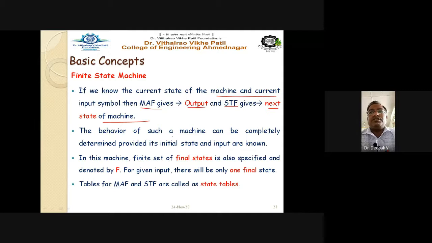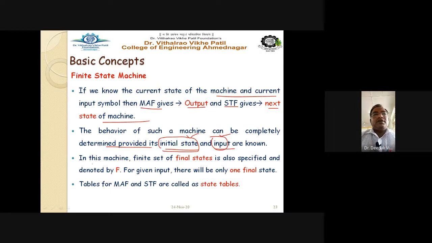The behavior of such a machine can be completely determined provided its initial state and input are known. Means you can easily determine how the machine works, provided the initial state, also called the start state, and the inputs are given to you. Then you can easily draw the finite state machine, and find out the next state and the output produced by that FSM.